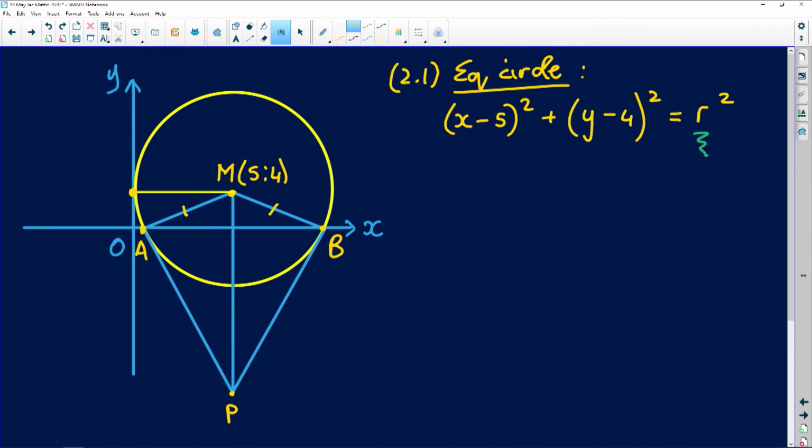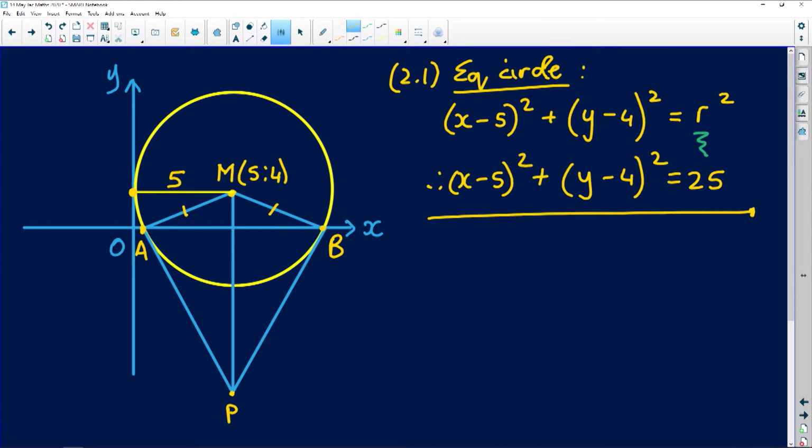So they just say find the equation of this circle with the information. The only information they gave us was the midpoint. There's nowhere where they say that it touches the y-axis. And we need that information because that makes this distance 5 units, which makes r squared 25. And my equation would be x minus 5 squared plus y minus 4 squared equals 25. And there's the equation of my circle.